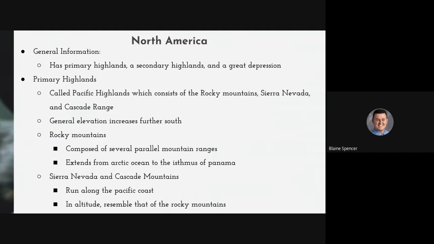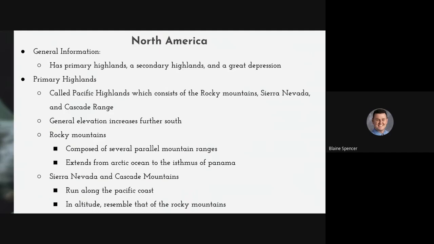And when we look at the other two parts of the highlands, we see that the Sierra Nevada and the Cascade Mountains are going to run along the Pacific coast, closer to the ocean. Now, the Rocky Mountains are not centralized in North America, but they're pretty close. In Colorado, it's not too far from here. They're going to run near each other, almost parallel.